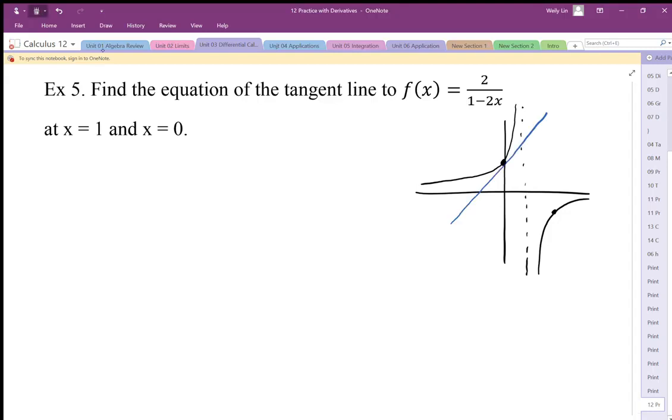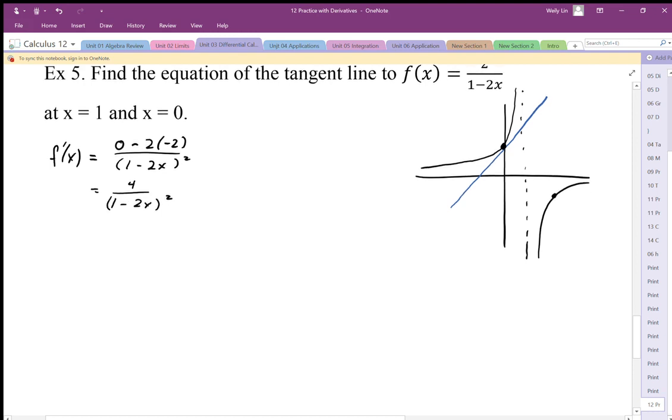To do that, we need the derivative, so we need f prime. For f prime, we're going to apply the quotient rule. There is something called the reciprocal rule as well, but I'm just going to apply the quotient rule here. We'll do the first part here: the derivative of the first part is 0, minus 2 times the derivative of the denominator, which is -2, divided by (1 minus 2x) all squared. Simplifying this, I end up with 4 over (1 minus 2x) all squared. So there's my derivative function.